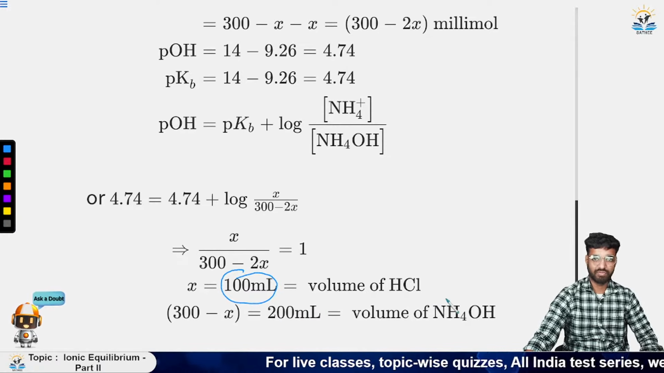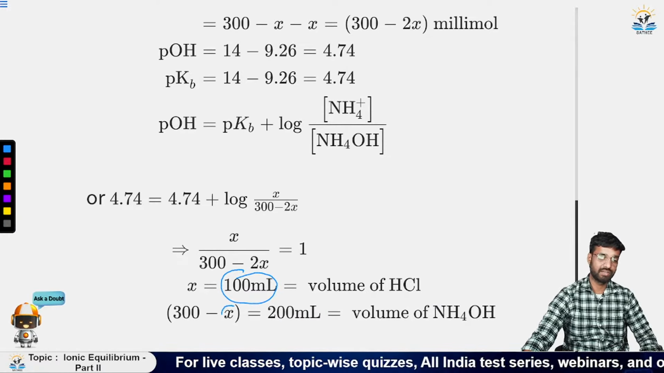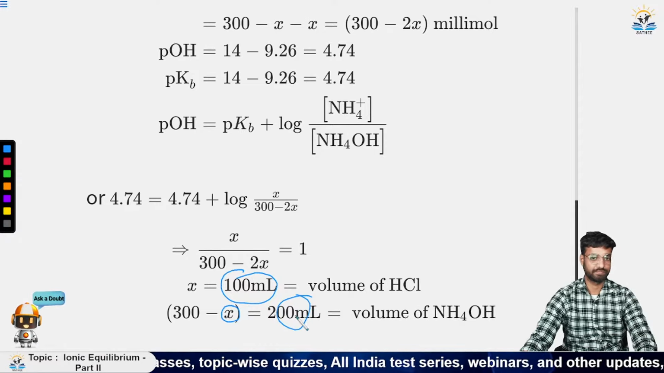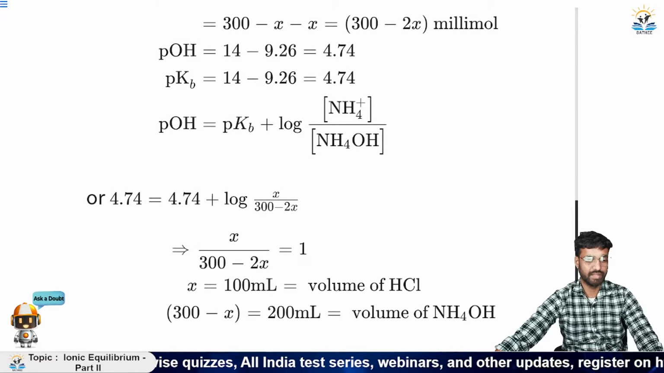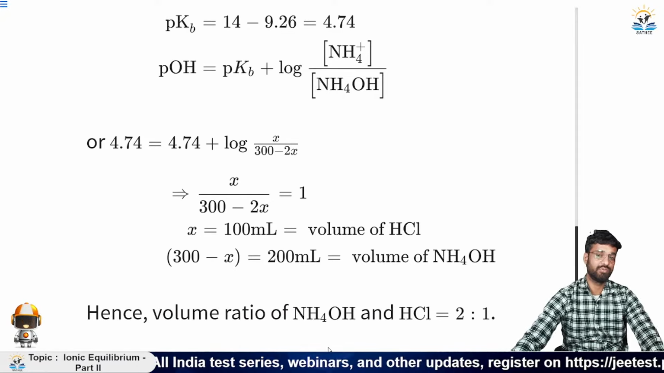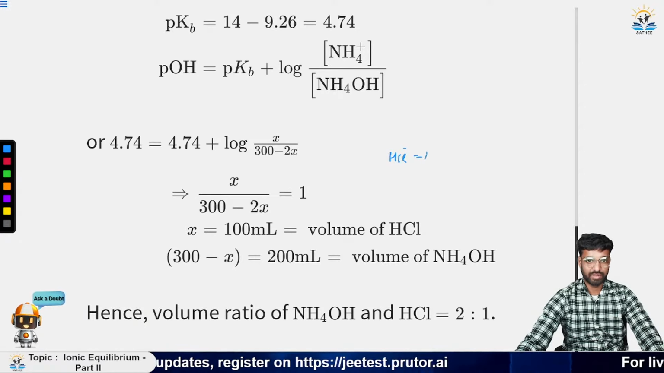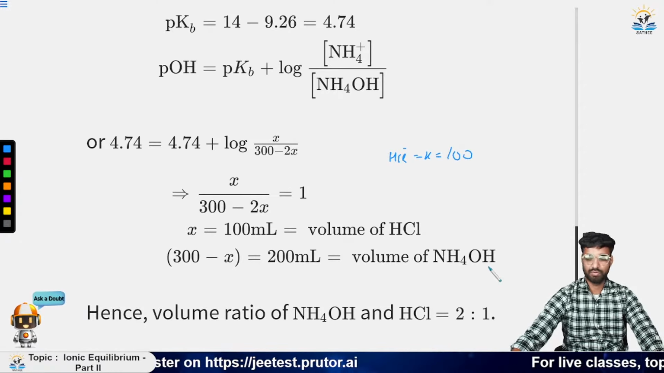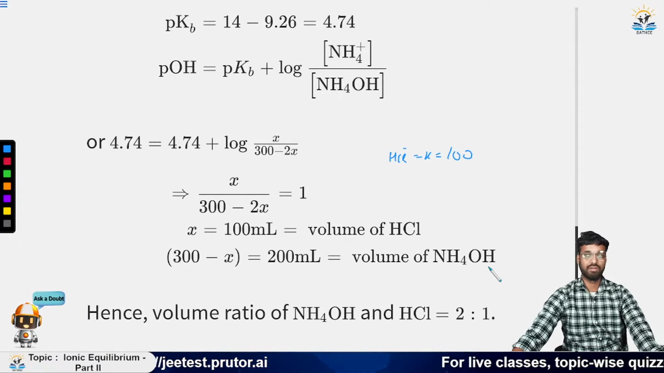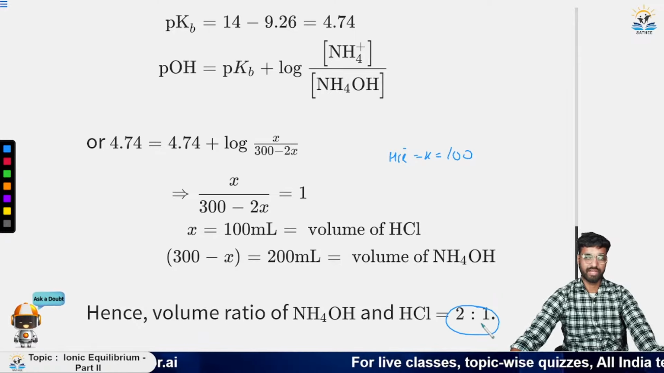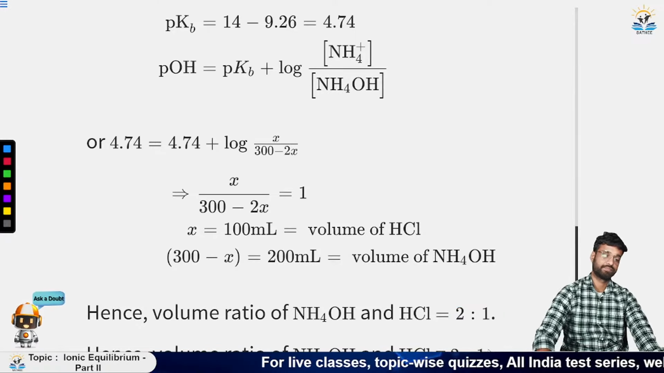Now what is the volume of NH4OH? If we know that it is 300 minus X, that is 200, and hence the volume of NH4OH and HCl will be in the ratio 2 is to 1. Why? Because what was the volume of HCl? It was X, so X is equal to 100. So 200 by 100, that would be 2 is to 1. So this is the ratio we have here. This is the answer.